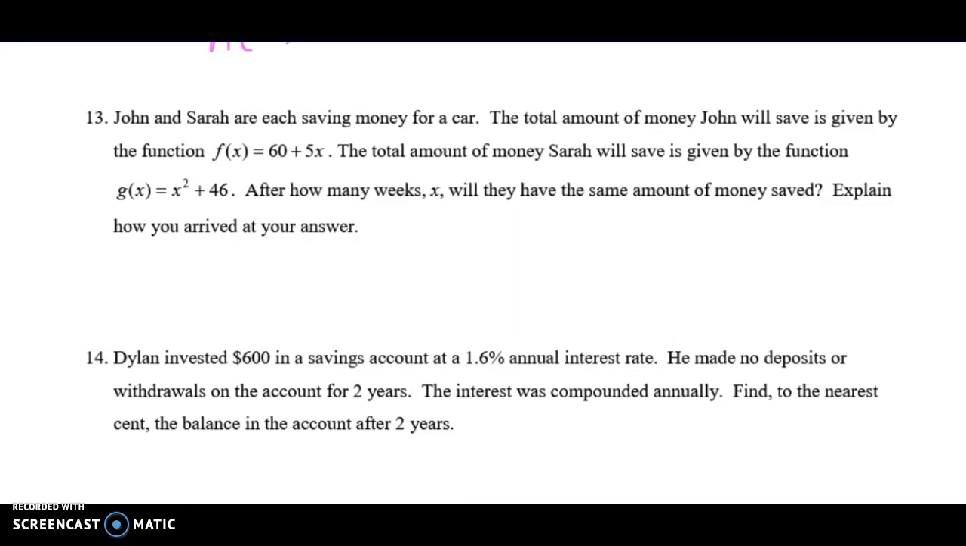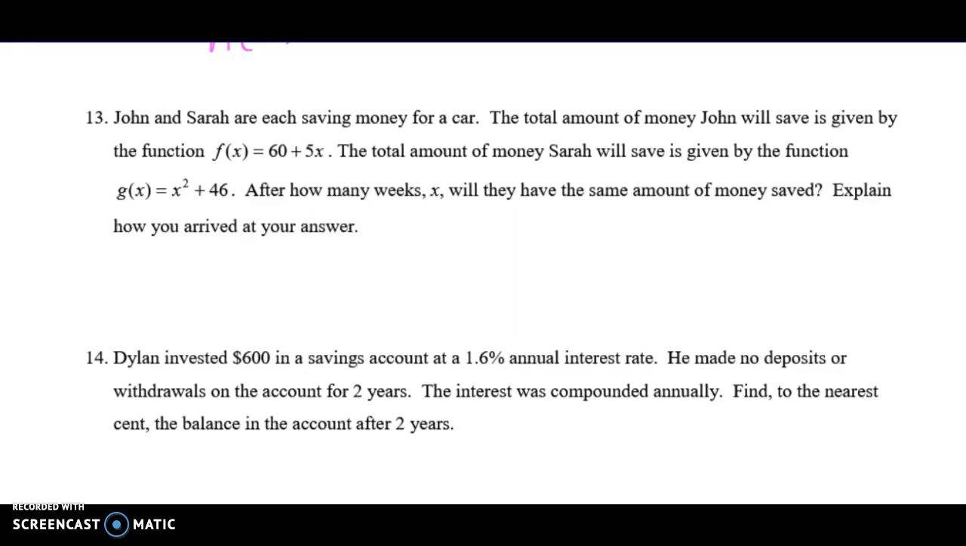John and Sarah are each saving money for a car. The total amount of money John will save is given by the function f of x equals 60 plus 5x. The total amount of money Sarah will save is given by the function x squared plus 46. After how many weeks will they have the same amount of money saved, and explain how you arrived at your answer. We have a few ways that we can do this.